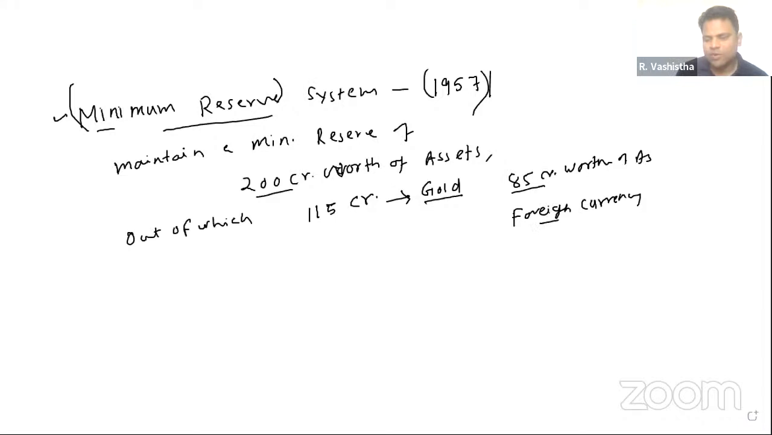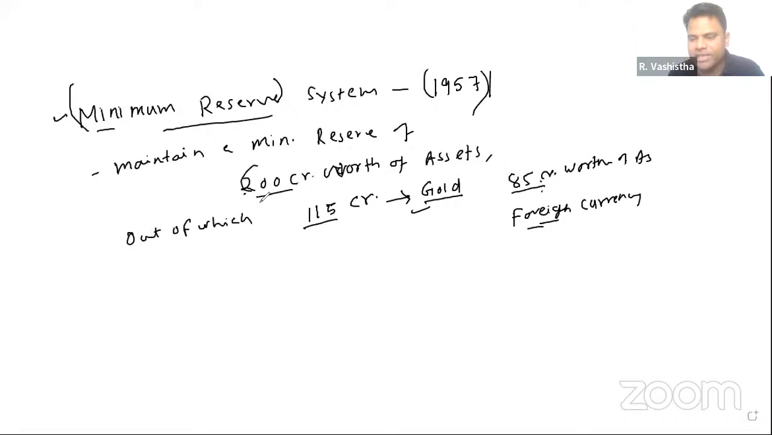So as per this system, you can see it's mandatory for Reserve Bank of India, for printing new currency, to maintain a minimum reserve of 200 crore worth of assets, out of which 115 crore has to be in terms of gold, and the remaining 85 crore has to be in terms of foreign currency. The implication of this system is that if at any point of time Reserve Bank of India is not having this minimum reserve of assets, then RBI cannot print new currency, right?